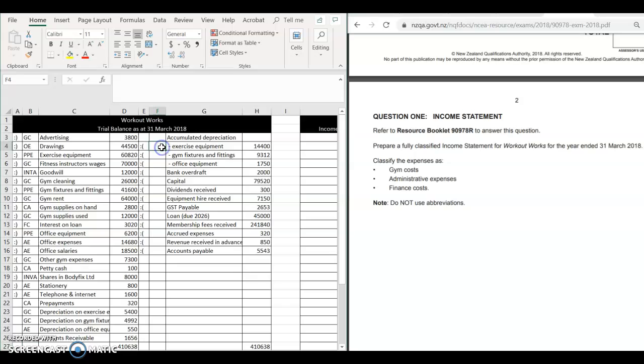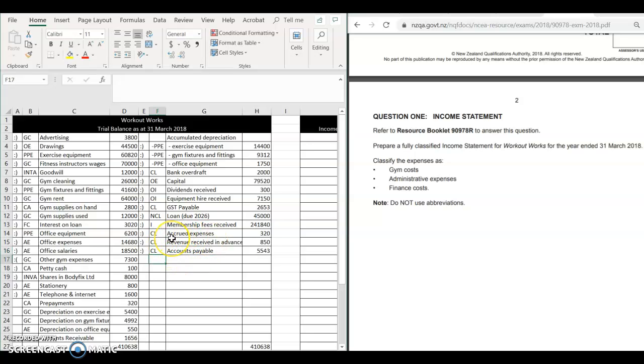Over here we've got press space before you type minus PPE, and that's the same for the next three. Bank overdraft, current liability, we owe that back to the bank. Capital, OE. Dividends received, OI. OI, another income coming in. GST is current liability. Loan, check the date. Date tells us it's non-current liability. This is our major form of income. You can see because the amount's so high, so it's income. CL, CL, and CL. Done.